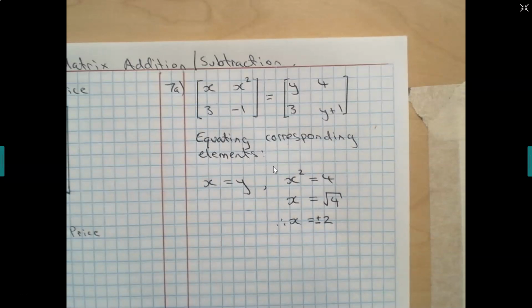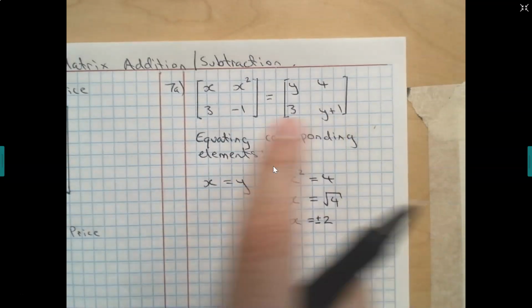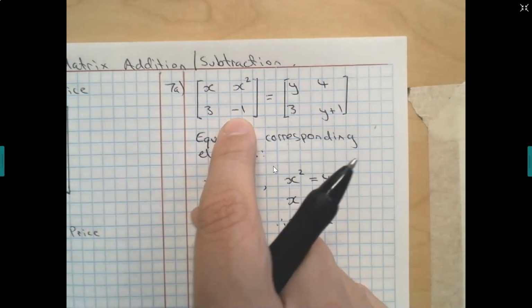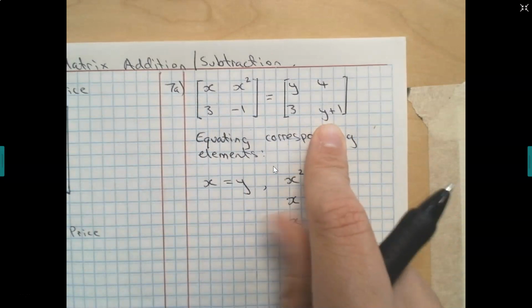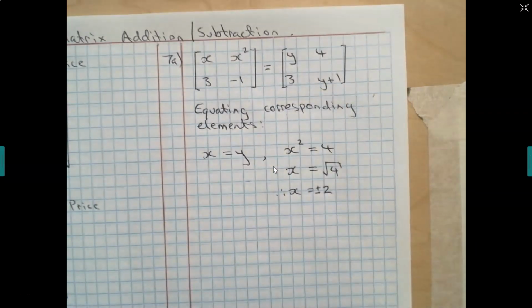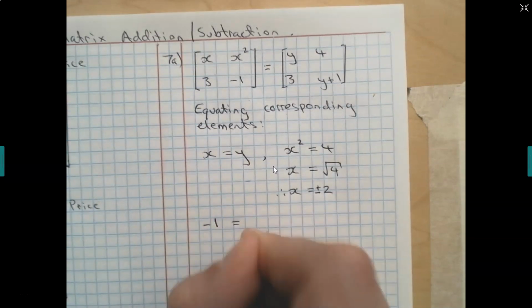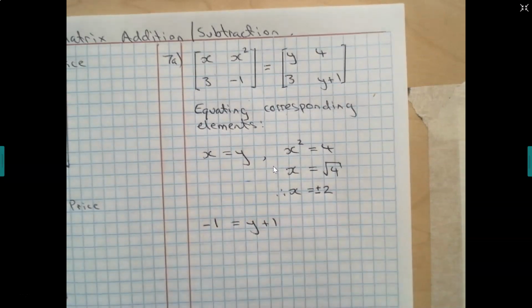Now, we'll continue to use the other elements in our matrix. So 3 equals 3. I mean, I don't have to write that. We all know that 3 is equal to 3. But I will write negative 1 is equal to y plus 1. So we know that negative 1 is equal to y plus 1.